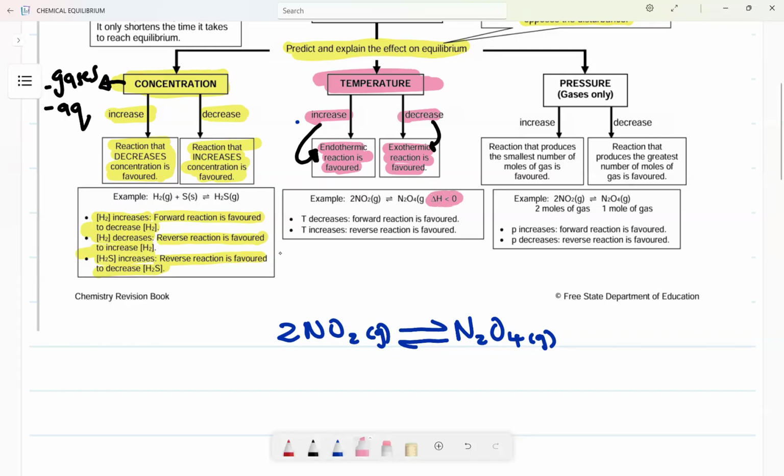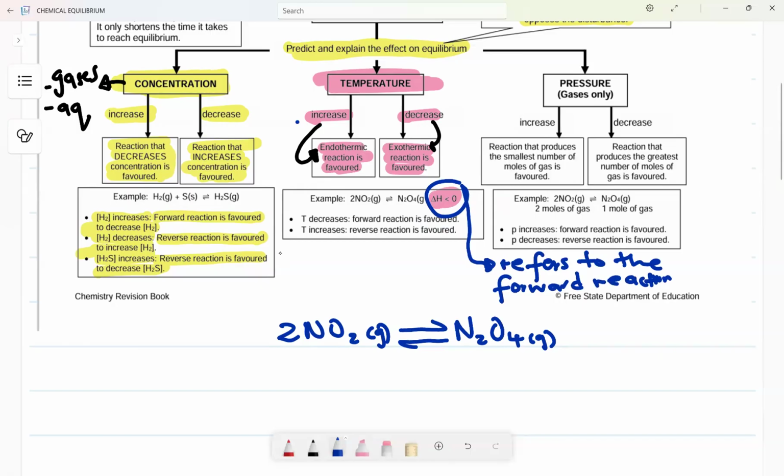The heat that you are given does not tell you the direction. It does not say we are favoring this one because it is like this. Every time, the heat that you are given here is the heat of the forward direction. Even if they were to give you change in H is greater than 0, it is the heat of the forward direction. This refers to the forward direction.